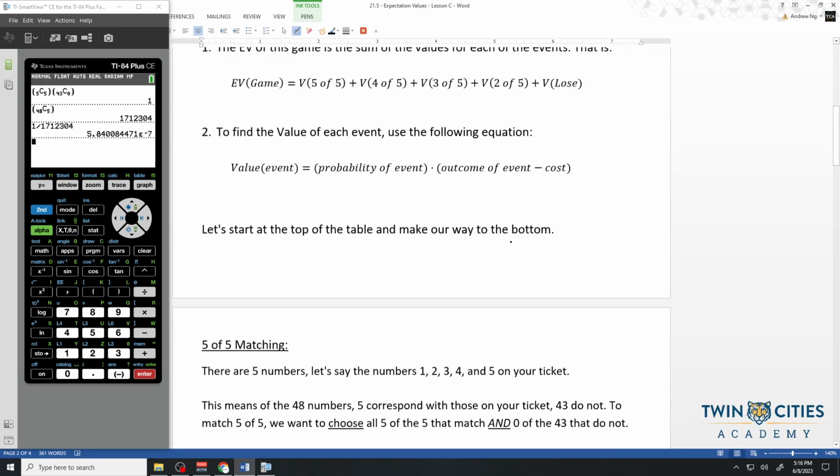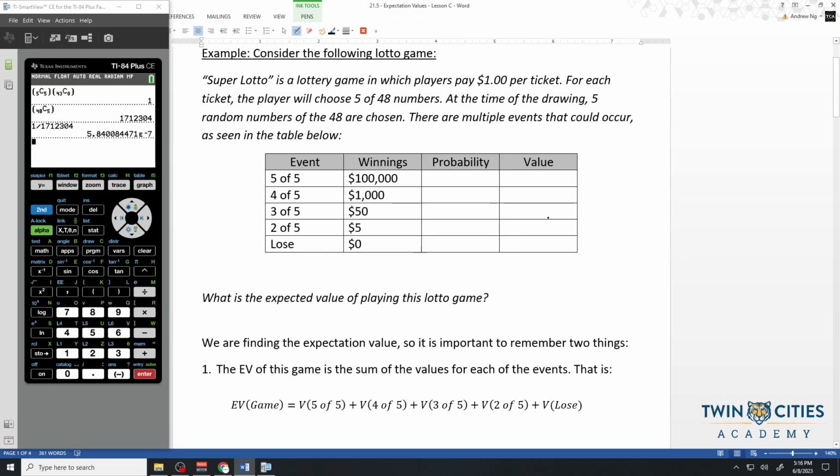Okay, so let's fill this in. Let's go back to the top here. And the probability of this happening is 0.000000584. And the value is going to be this, and then times 100,000 minus $1 to play. So the value here is 0.0584.